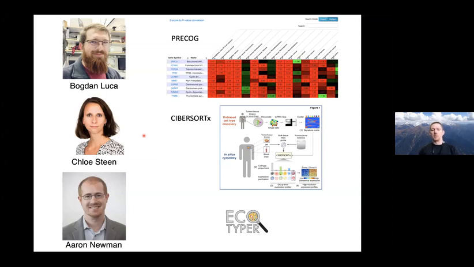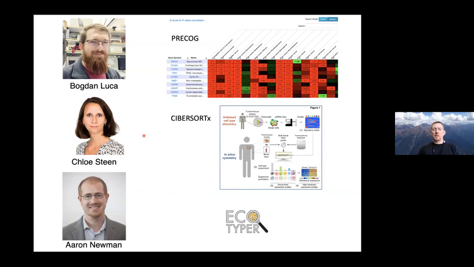So we used CIBERSORT to deconvolve PRECOG so that we could understand something about not just which genes influence survival outcomes, but also what cell types, and particularly what immune cell types. As you know, there's a lot of excitement about immunotherapies these days. And that was about 5 or 6 years ago.